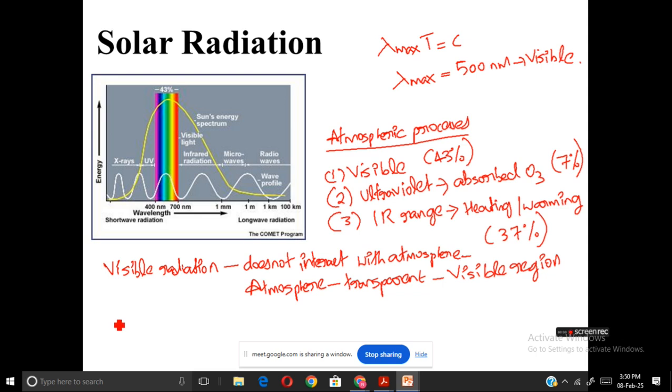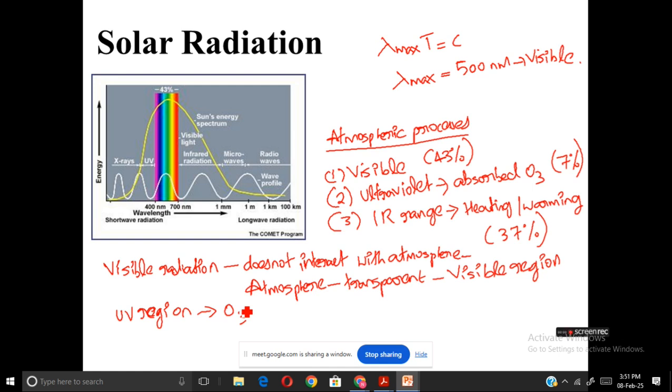Whereas terrestrial radiation, peak terrestrial radiation or the infrared radiation, also comes through the atmosphere without being affected by the atmosphere. Whereas the UV region of the spectrum, as we know, will be absorbed by which gas? Particularly which gas interacts with the ultraviolet region of the spectrum? Ozone layer. So UV gets absorbed in the stratospheric region by the ozone layer and doesn't reach the surface. It reduces the UV rays which are basically reaching the surface.